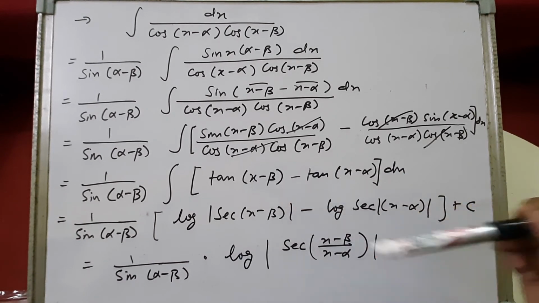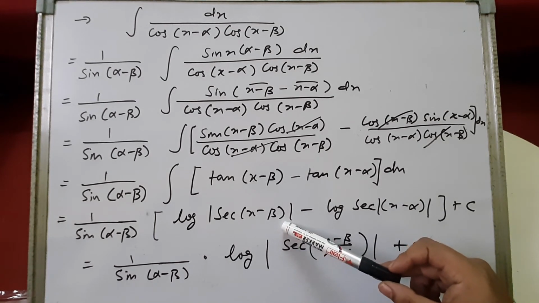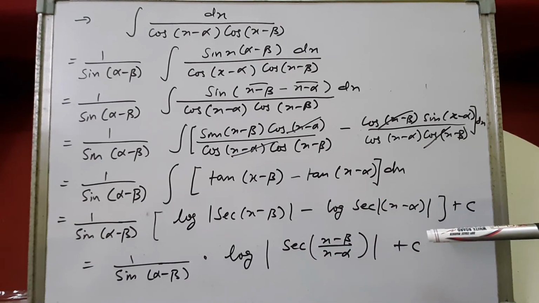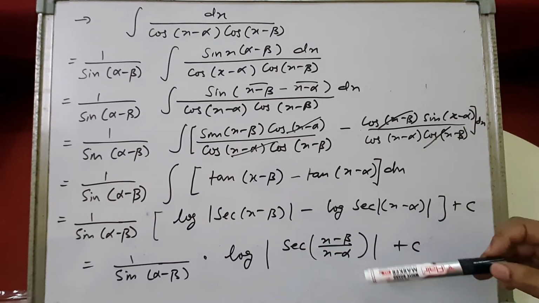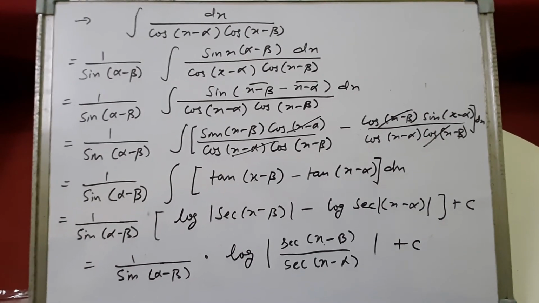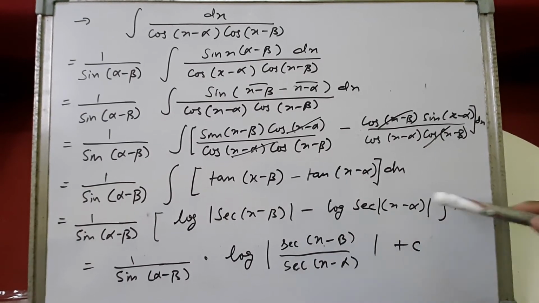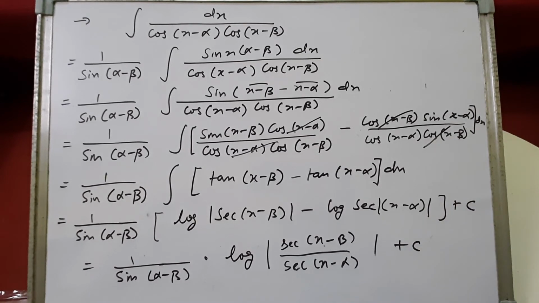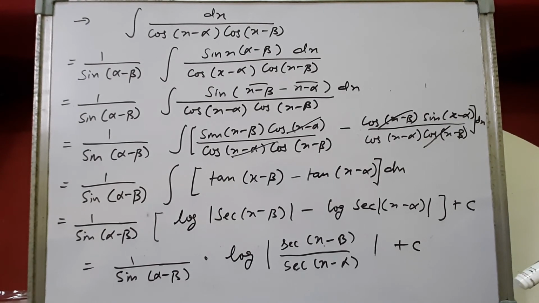When we integrate these terms with respect to x, we'll get log mod sec(x minus beta) minus log mod sec(x minus alpha) plus c. Log m minus log n can be written as log m upon n. So m is sec(x minus beta) and n is sec(x minus alpha). It will become log of sec(x minus beta) upon sec(x minus alpha). Alright, so this will be the answer for the sum. Alright children, understood? Note down the solution please.